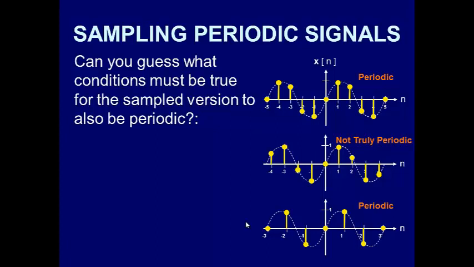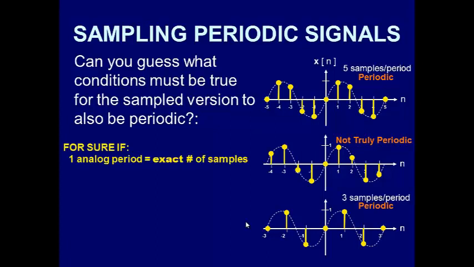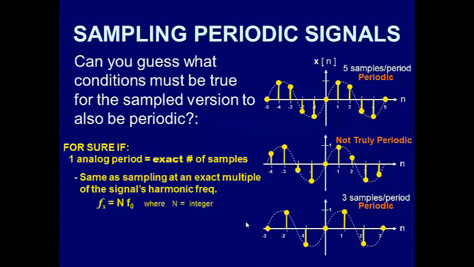Everybody's okay with that concept, right? You give me a waveform, and it's periodic, and if I have some integer number of samples that are exactly one period, then that's going to keep repeating on and on. We're okay with that, right? He's right, though. There's a more general case, but this one's easy to understand. So if one analog period is an exact number of samples, for sure that's going to work. That's another way of saying we're using a sampling rate that's an integer multiple of the original frequency of the waveform.